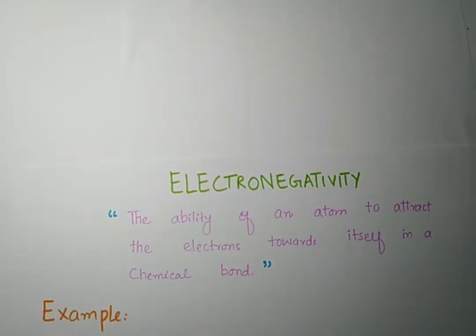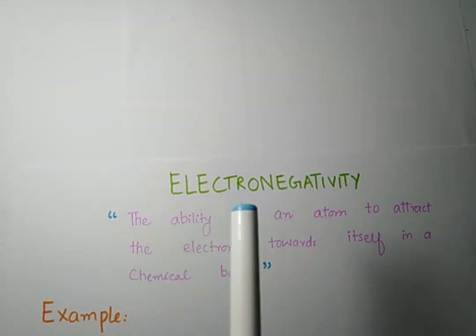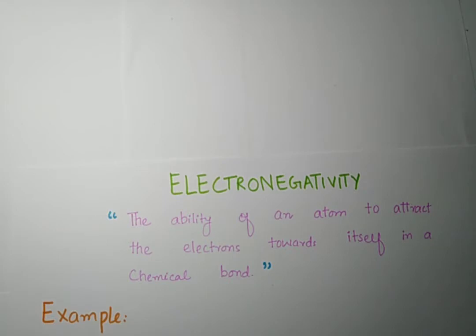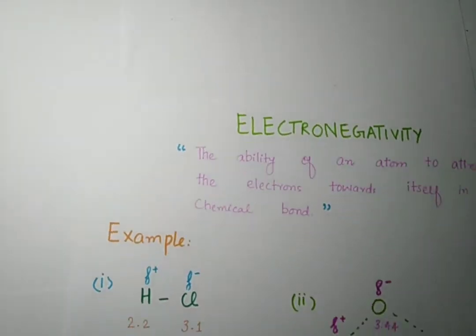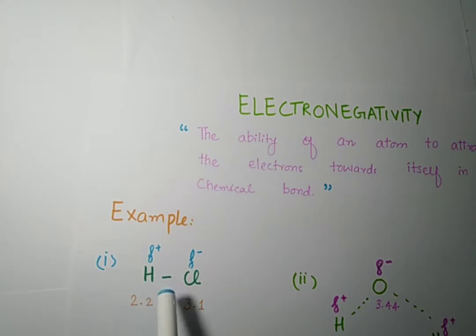Talking about another periodic trend, electronegativity, it is the ability of an atom to attract the electron towards itself in a chemical bond. So, whenever we talk about electronegativity, we are not talking about a single atom. We are talking about a molecule. For example, here, it is HCl.